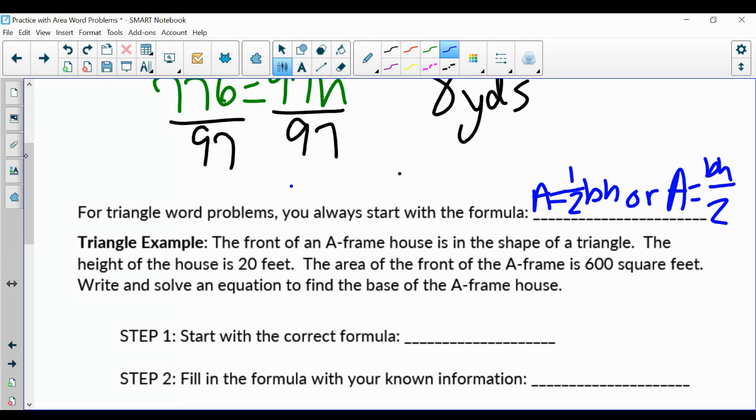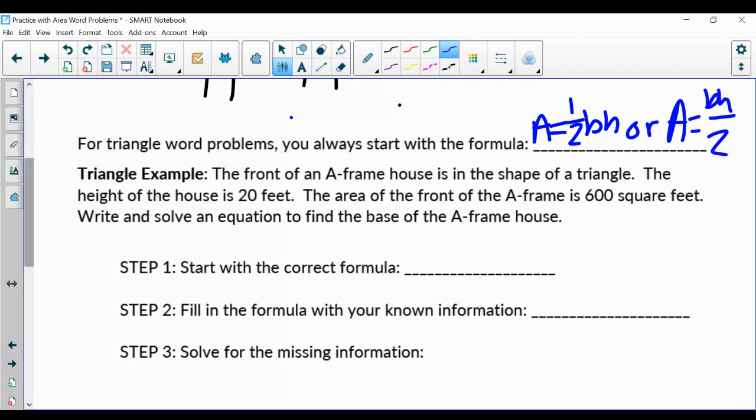Now I'm going to go through and do this same problem using both of the formulas, okay? So like I said before, it's not going to always say triangle example. You have to make sure that you're looking for keywords. So, the front of an A-frame house is in the shape of a triangle. Now it will typically say something like that. It's in the shape of this or it's in the shape of that. And that's going to be your indicator of, okay, I'm using this type of formula. So we'll start with A equals 1/2 base times height. We'll do that one first.